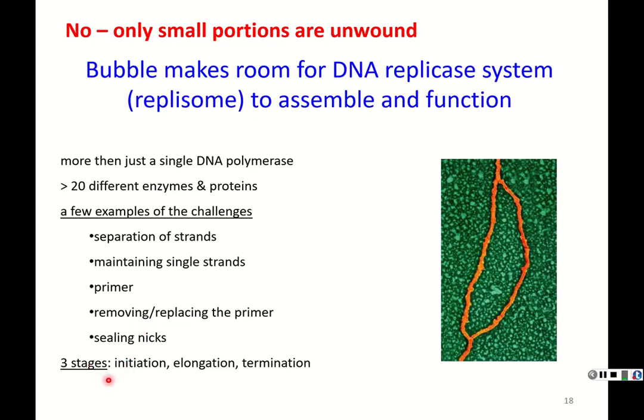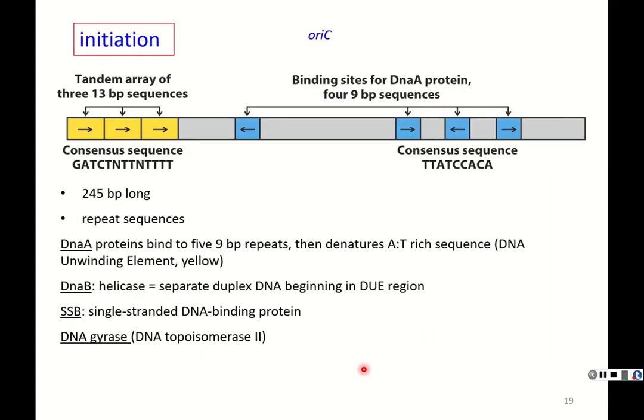And this occurs in 3 stages: initiation, elongation, and termination. Initiation is where you have the origin of replication, where you have these DnaA proteins binding. This is specifically in a prokaryotic system here. You bind to these five 9-base pair repeats. When DnaA binds, it will denature those AT-rich sequences, and that's the DNA unwinding element, or DUE, which is shown in yellow.